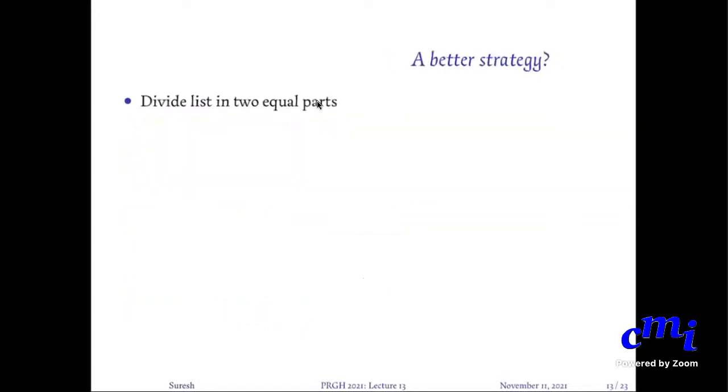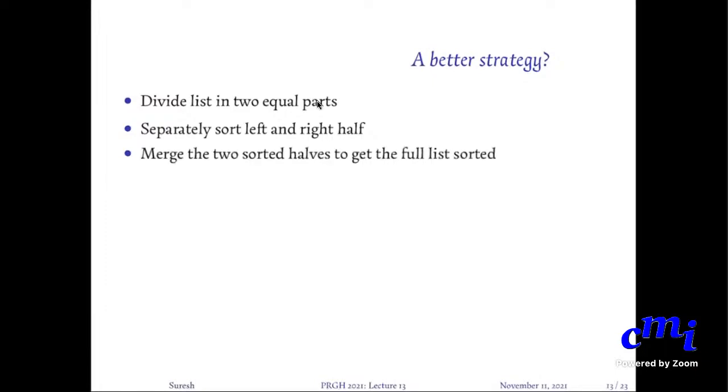Much smaller meaning they are a sizable fraction of your original list. For instance, you could try to divide your original list into two equal parts. Once you divide that, you separately sort the left half and separately sort the right half. How do you sort? Recursively. These are two recursive calls on problems of half the original size. You originally had a list of length n, now you have lists of length n by 2 and n by 2. And now you have two sorted lists, and you have to put them together into one sorted whole.